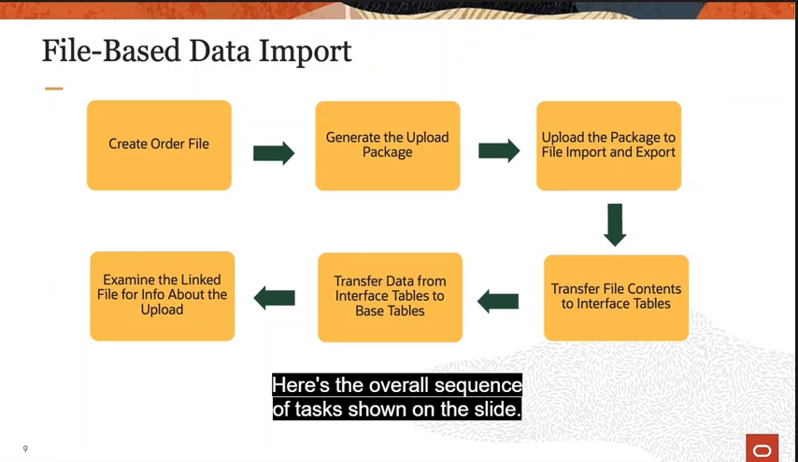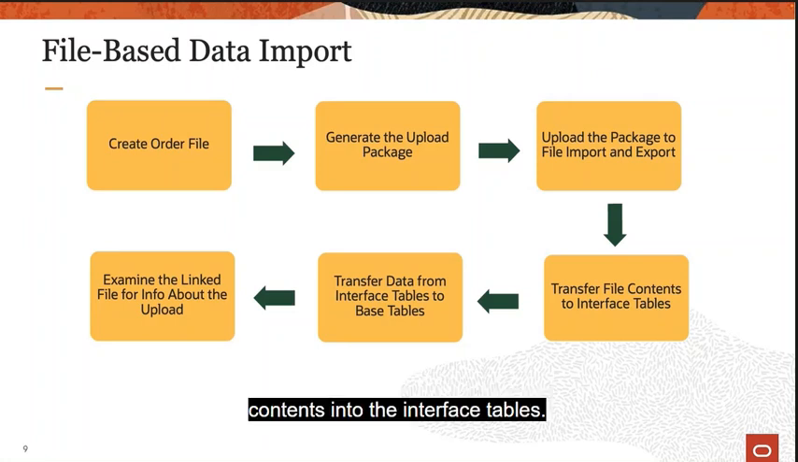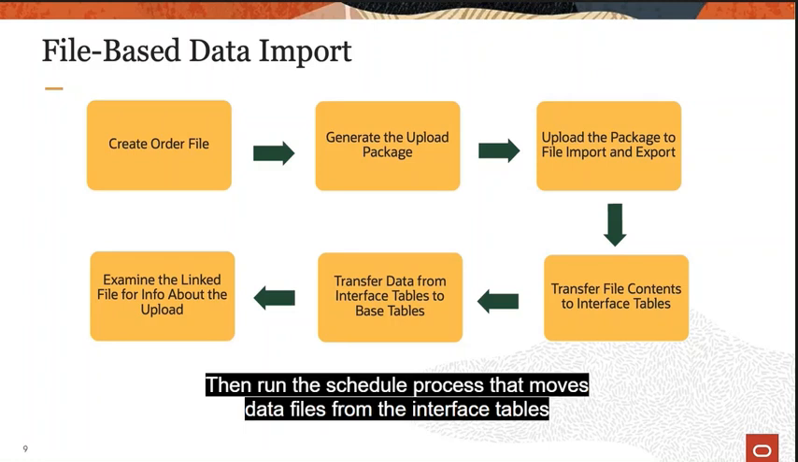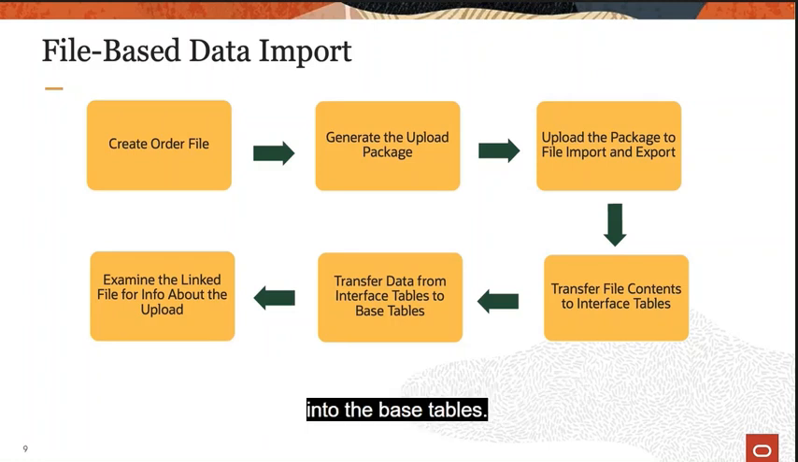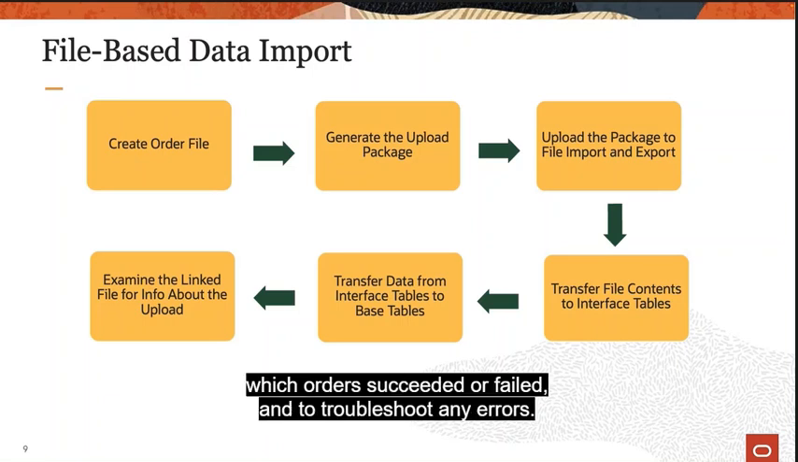Here's the overall sequence of tasks shown on the slide. First, create the order file using the provided template. Then, generate the upload package from the template. Upload the package to the Universal Content Management account using Tools, File Import and Export. Then, run the scheduled process that transfers the file contents into the interface tables. Then run the scheduled process that moves data from the interface tables into the base tables. Finally, review the linked output file to confirm which orders succeeded or failed and to troubleshoot any errors.